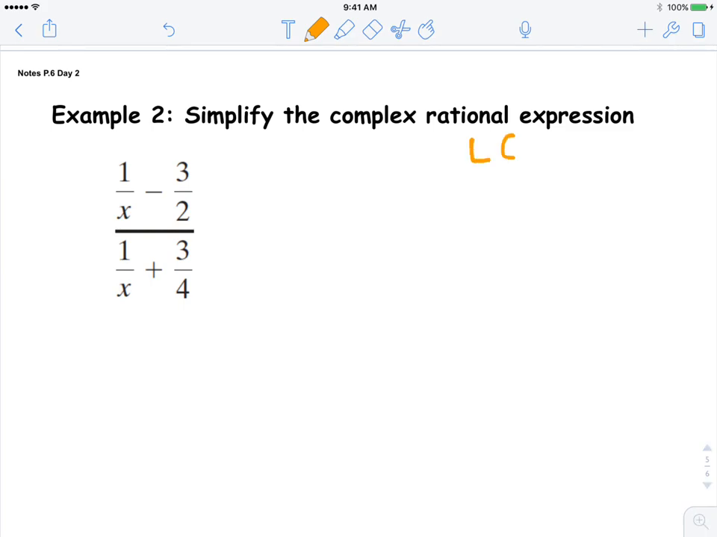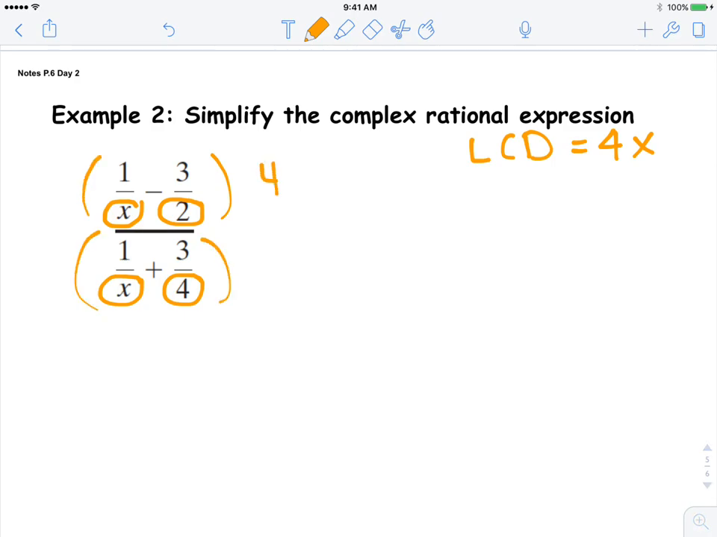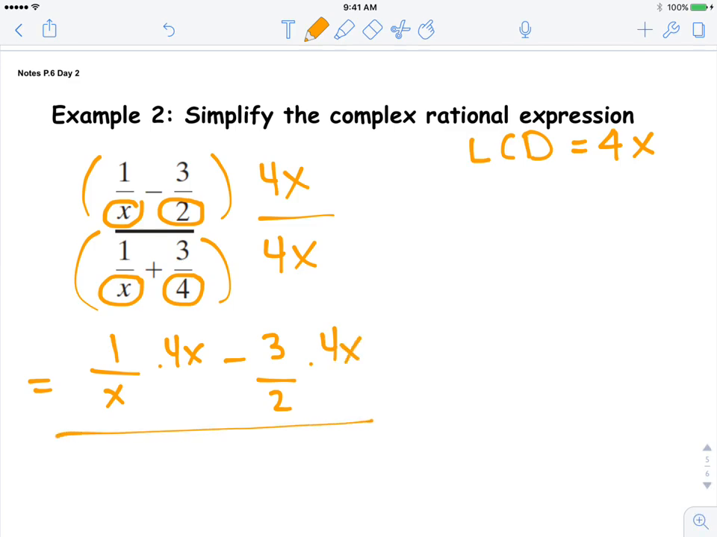So I'm going to look for the LCD of all fractions. So I have the x, I have the 2, I have the x, and I have the 4. So the LCD of all 4 of those fractions is 4x. So I'm going to multiply everything by 4x. So here's how it'll look. I have 1 over x times 4x minus 3 over 2 times 4x all over 1 over x times 4x plus 3 over 4 times 4x.